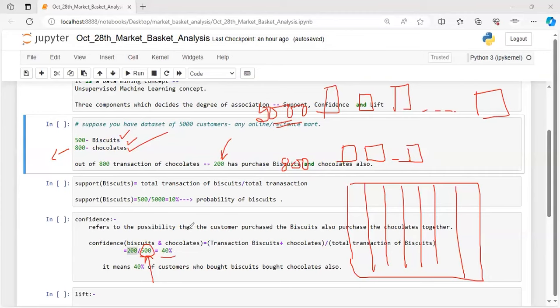And here the 10% value is for the biscuit. This means 500 out of the 5,000. We get the 10%, meaning 10% of people purchase biscuit. Suppose you just take an example.